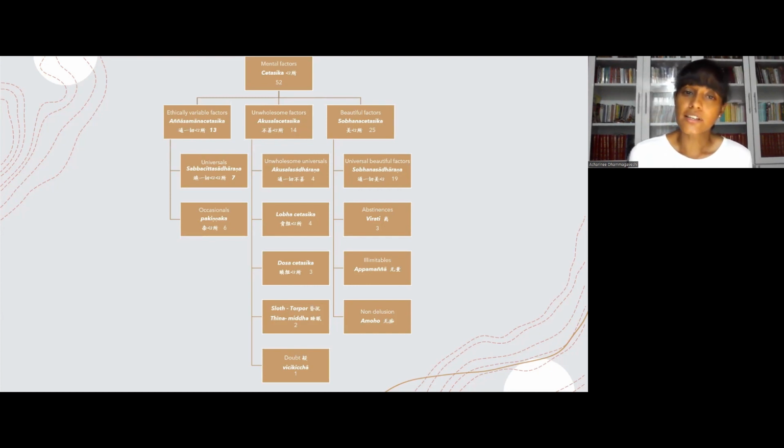The Akusala Chetasika, or the unwholesome factors, are broken down into 5 broad categories. The first is the Akusala Sadharana, or the unwholesome universals. There are 4 there. And then there are 4 Lobha Chetasika, 3 Dosa Chetasika, and Tina Midda, that's 2. And finally, Vichikiccha, there's 1.